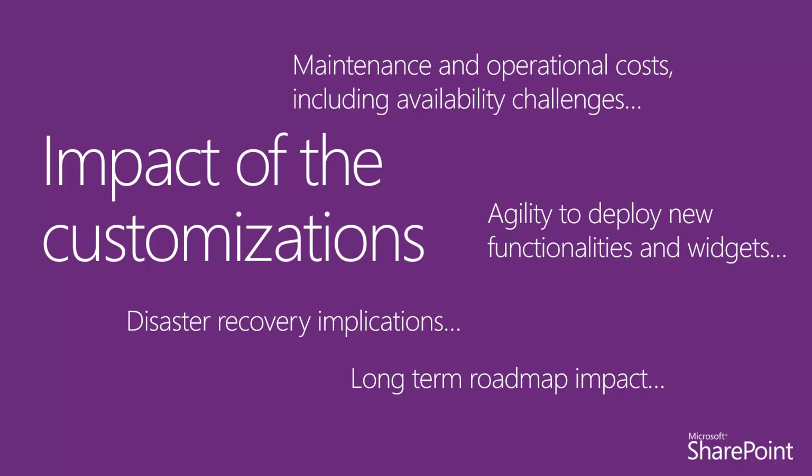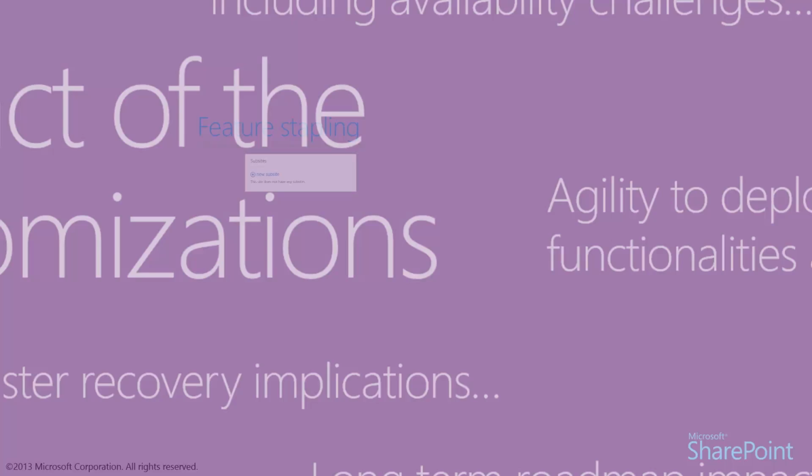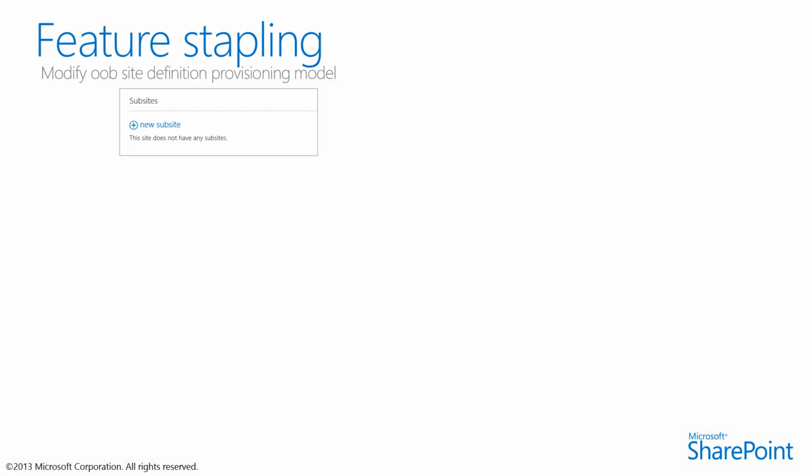Again, if you have a look at the slide: maintenance, operational cost impact, the disaster and recovery impact, and so forth. Let's talk about those. Let's start with something which we have been having for quite a long time, which is the feature stapling technique. Feature stapling is something where we don't introduce a new model or new template to be available for the end user.